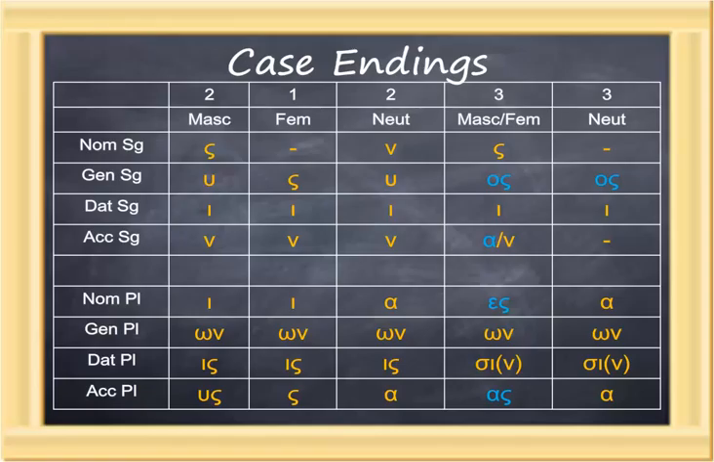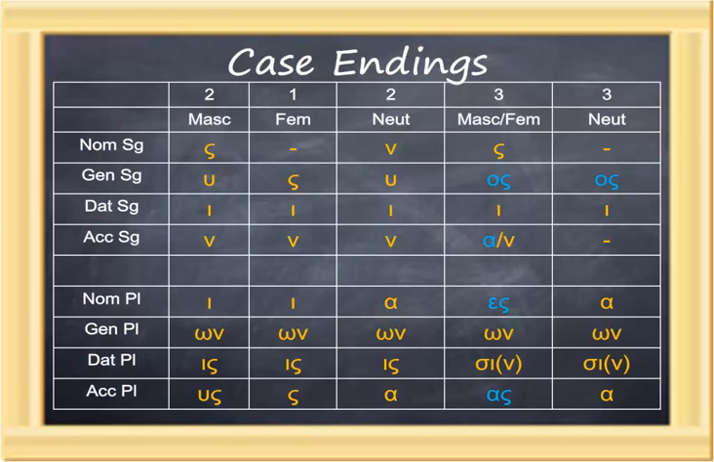And then finally, the accusative plural, masculine and feminine, is alpha sigma, where the alpha is part of the case ending, not part of the stem, as in the feminine accusative singular of the first declension. And then again, alpha with the accusative neuter plural. So the new forms are highlighted in blue on the chart.